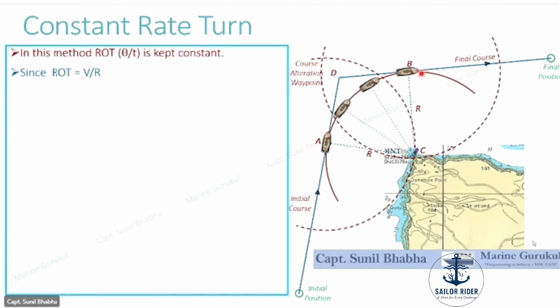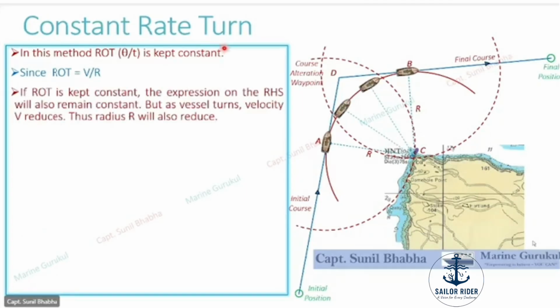This kind of turn is called a constant rate turn. It is no more a constant radius turn, but has converted to a constant rate turn. Now, why is it no more a constant radius turn? The reason is, if we maintain the same rate of turn, the expression on the right hand side will also remain constant. That is, the value of V upon R should remain constant.